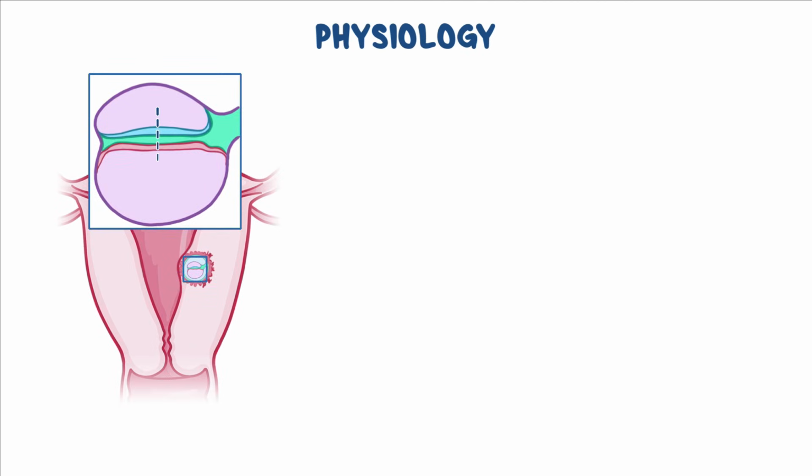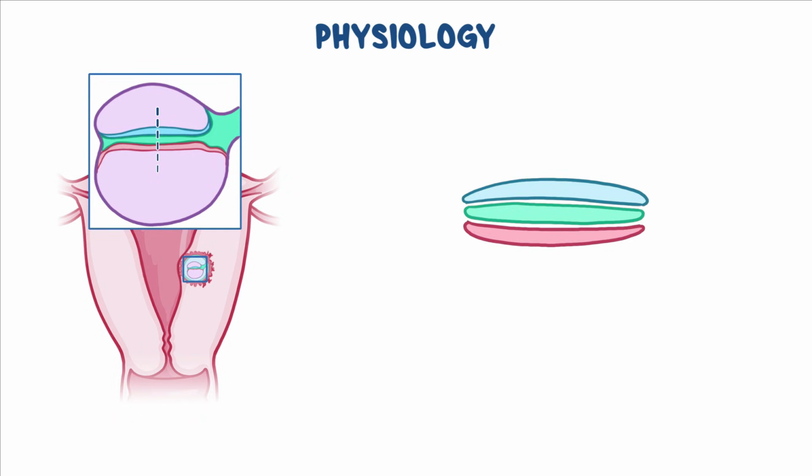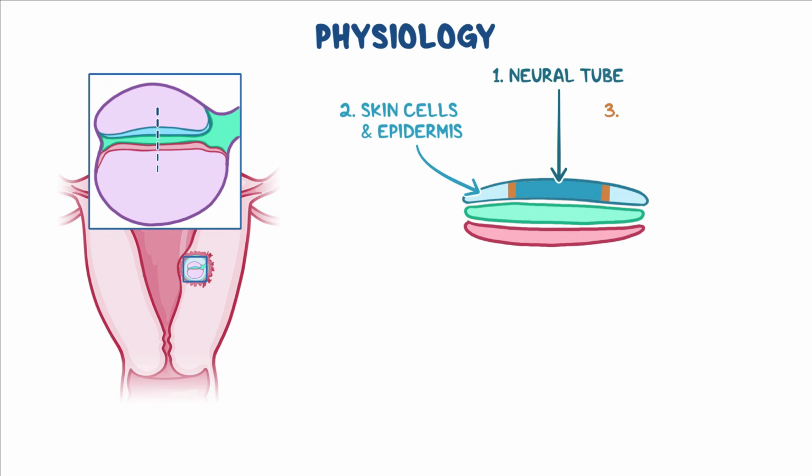Let's zoom in on a cross-section of the early embryo. Here we can see it is made up of three main layers: the ectoderm, the mesoderm, and the endoderm. The ectoderm then goes on and differentiates into three populations of cells. The first one, located internally, gives rise to the neural tube. The second one, located externally, gives rise to skin cells and the epidermis. And the third population, called the neural crest cells, develop in between the neural tube and epidermis and give rise to various structures throughout the body.